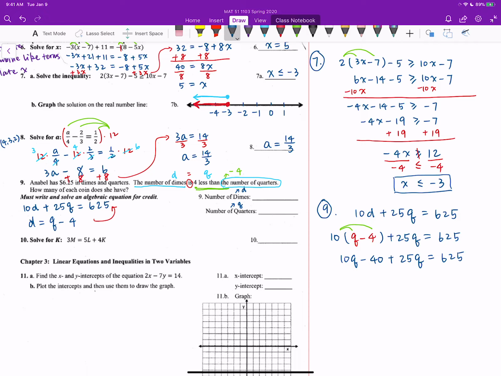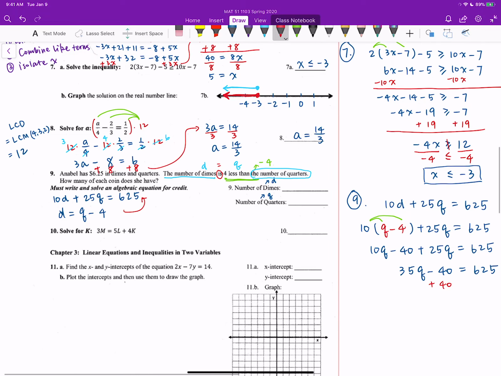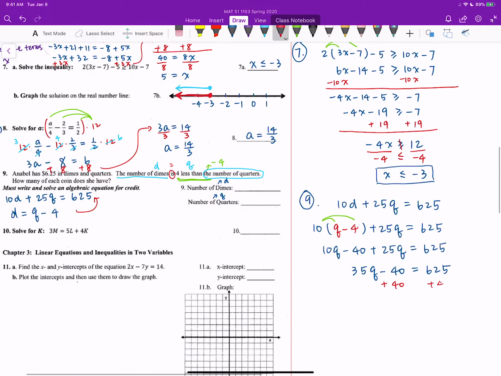So first, we are going to distribute this 10 into the parentheses. That's going to give us 10Q minus 40, plus the rest of the equation, just copy. And then, notice that we have variables in two parts. So we're going to combine like terms on the left-hand side. 10Q plus 25Q, that is 35Q, minus 40 equals 625. Now we're going to isolate Q. Perform inverse operations. So plus 40 on both sides. We obtain 35Q equals 665.